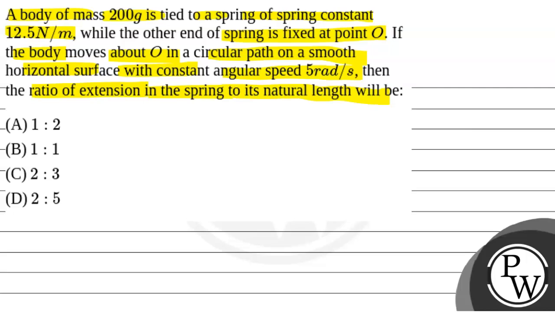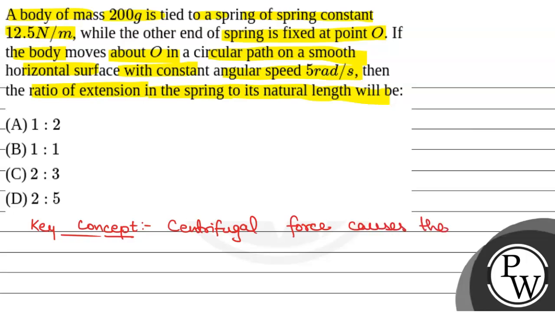So we'll solve this question. First of all, we'll see what will be the key concept used in this question. The key concept used in this question will be centrifugal force, which causes the extension in a spring. This centrifugal force Fc is equal to m omega square r.